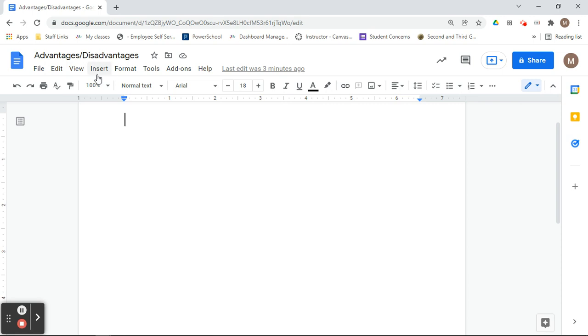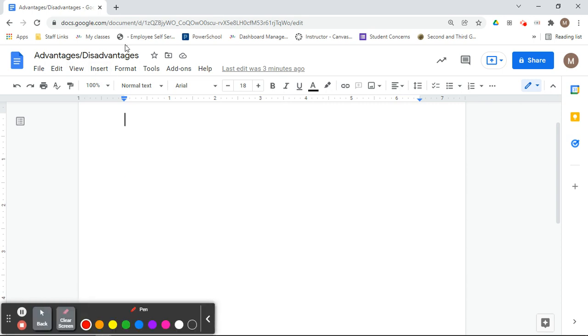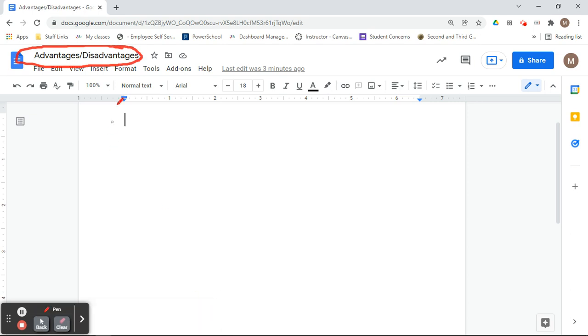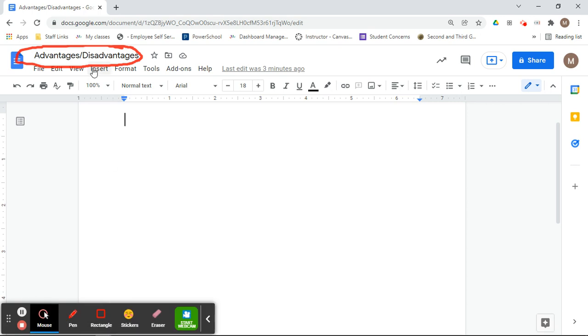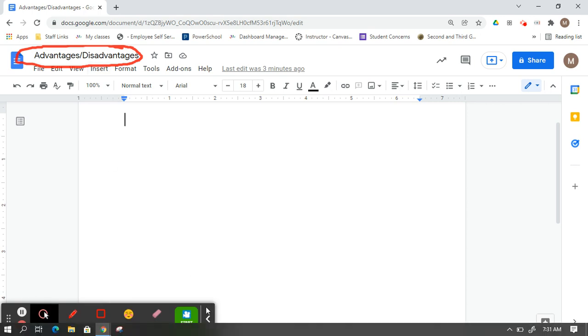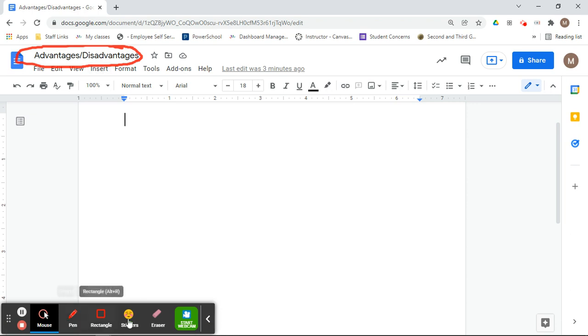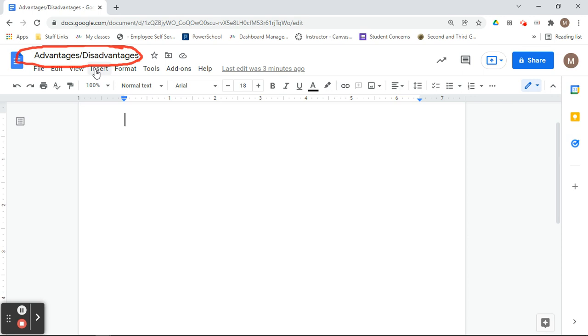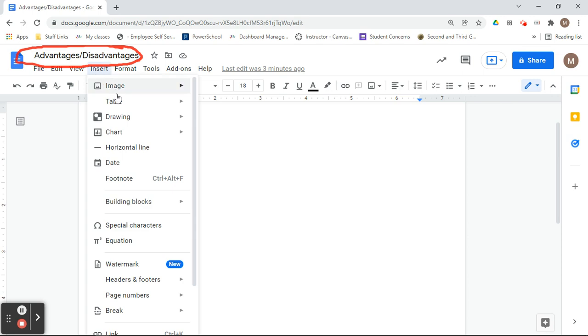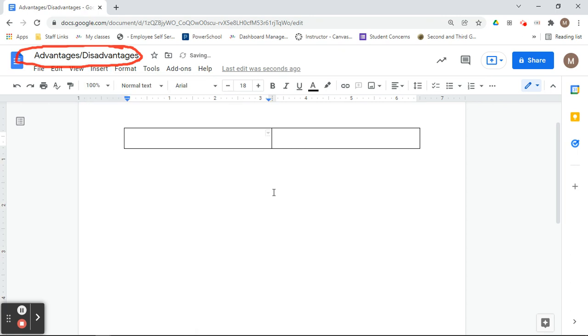As you can see, I have a Google Doc already created, and I've called it advantages and disadvantages. Now I'm going to insert a table so I can begin to organize my writing so that it makes more sense for our essay. We're not to the essay yet. First, we're just organizing it. I'm going to do a 2x1 table and title it Advantages and Disadvantages.